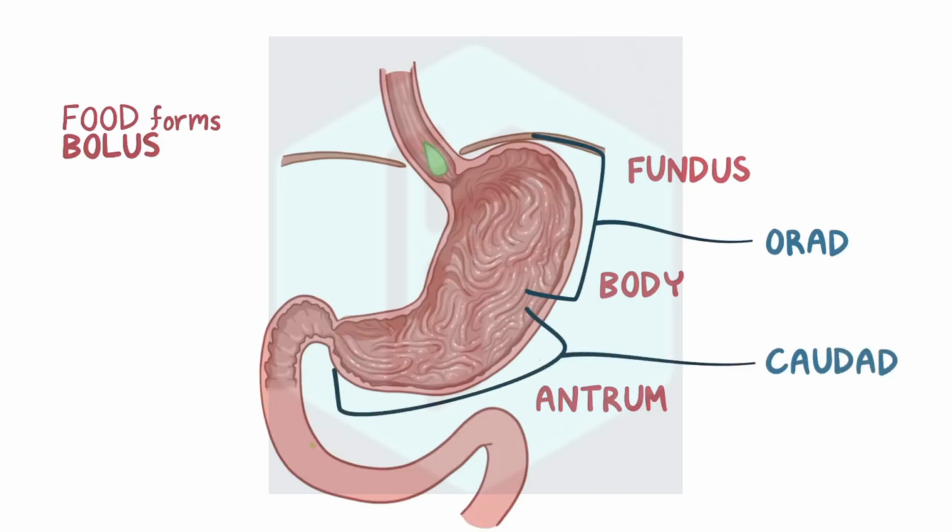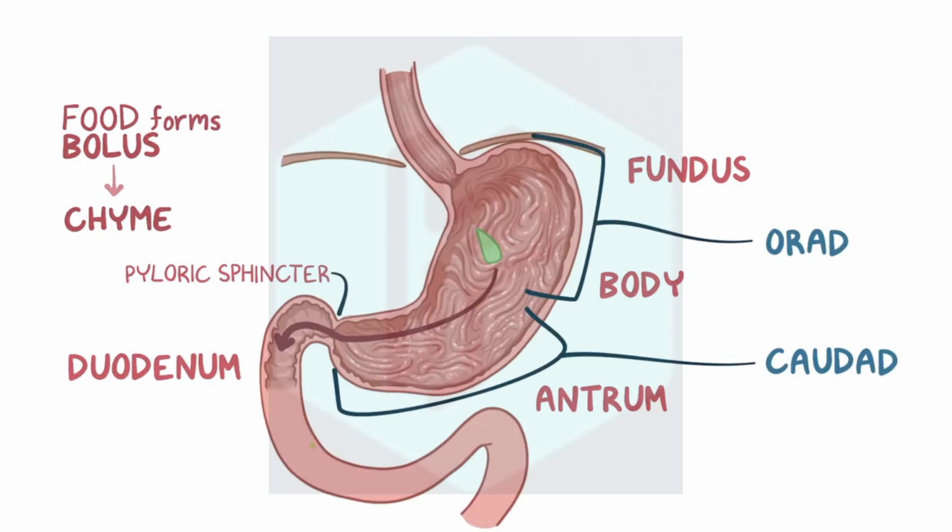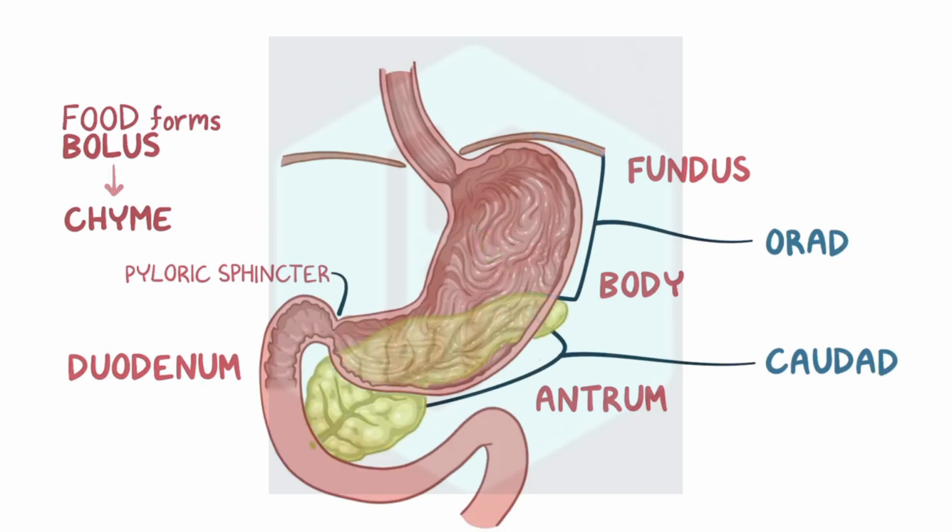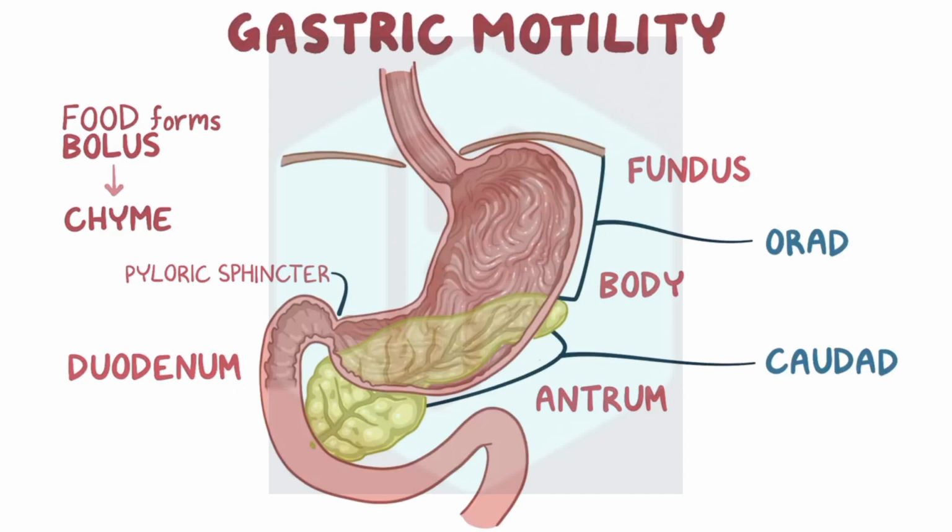Once the food bolus is partially digested in the stomach, it's called chyme, and it passes through the pyloric sphincter and into the duodenum, which is the first part of the small intestine. The pancreas is connected to the duodenum through the pancreatic duct, and it secretes many digestive enzymes to further break down food. All these parts play a role in gastric motility, which is the contraction of the stomach to break up food and move it into the intestine.